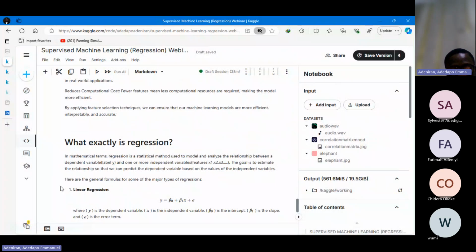So moving on to what exactly regression is. Regression is just a statistical method that is used to model and analyze the relationship between a dependent and an independent variable. That is what regression is all about. So there's linear regression and there's also non-linear regression. But most often we use linear regression in our machine learning.